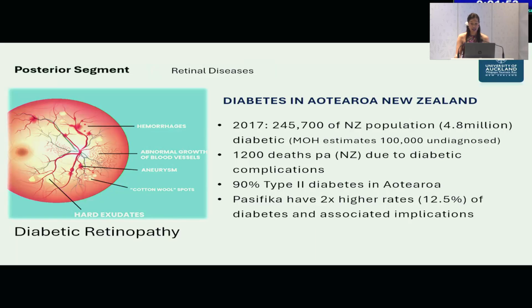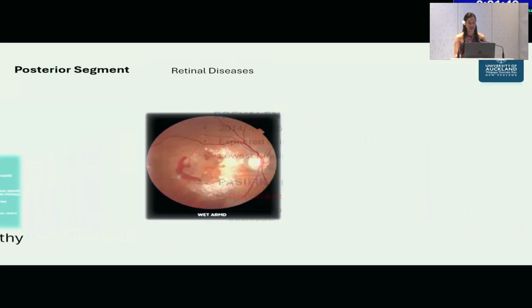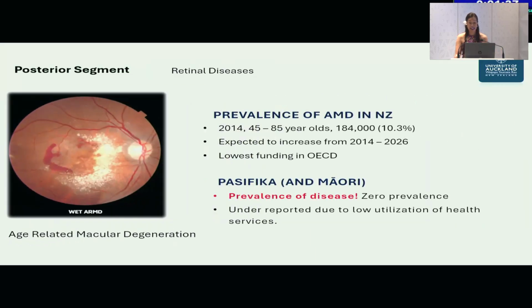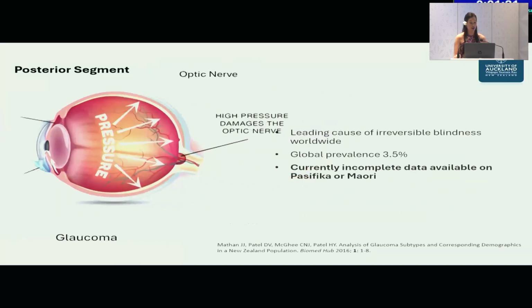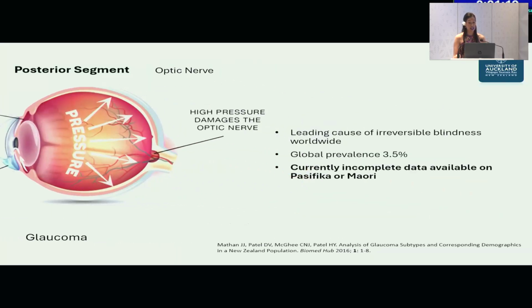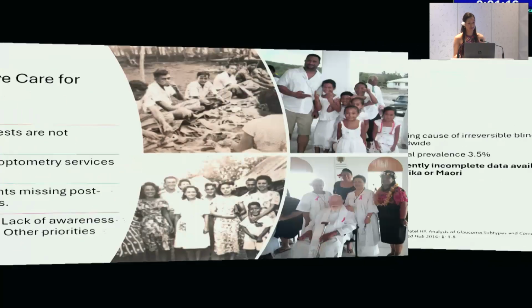In Aotearoa, approximately 1,200 deaths are caused due to diabetic complications, where 90% of diabetes in Aotearoa are type 2. And Pasifika have twice the rate of diabetic complications in comparison to the general population. Despite AMD being the leading cause of blindness in New Zealand, we have the lowest funding of AMD treatment in the OECD and a relatively low ophthalmic workforce. In relation to Māori and Pasifika, there are low reported numbers of AMD due to low utilisation of health services. For glaucoma, there is currently incomplete data available for Pasifika.